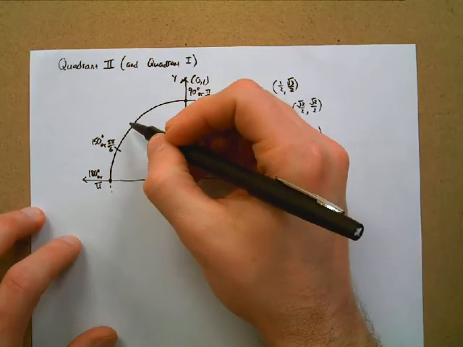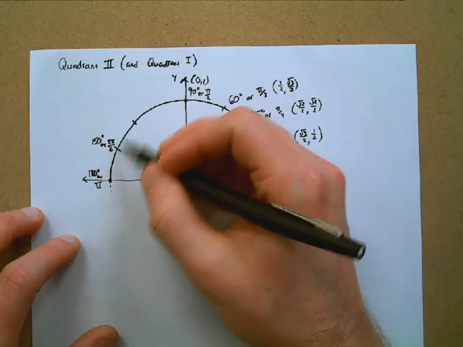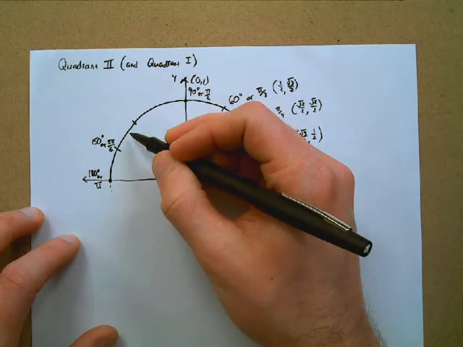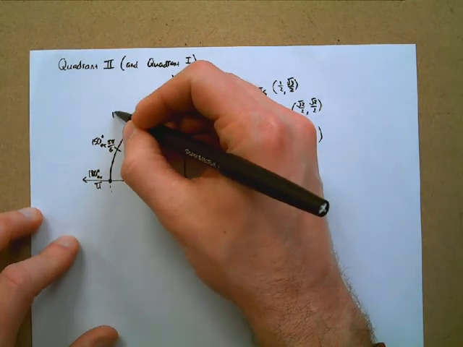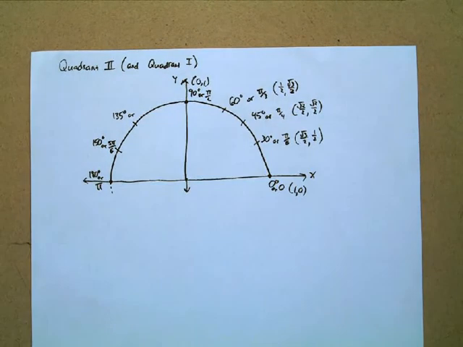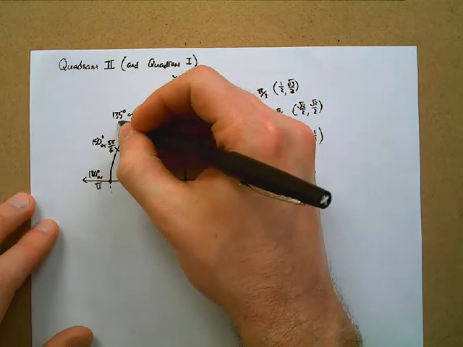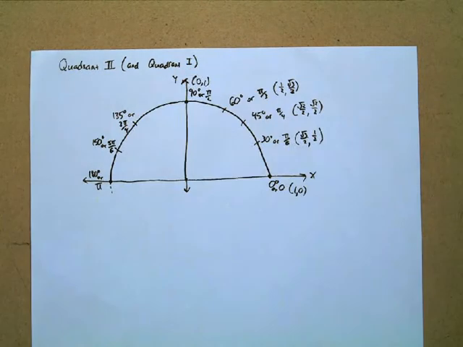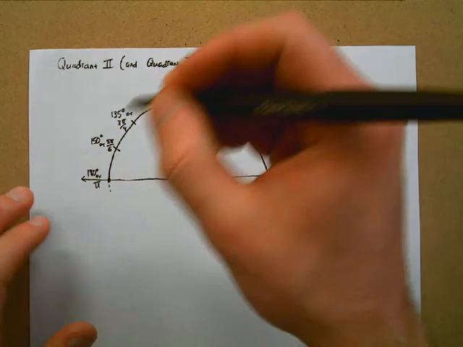So again, these angles over here in the second quadrant are not arbitrary. They correspond to those angles that we have in the first quadrant, right? In each case here, we're going back 30 degrees or forward 30 degrees. We're going back 45 or forward 45. We're going back 60 or forward 60 to get those other angles.